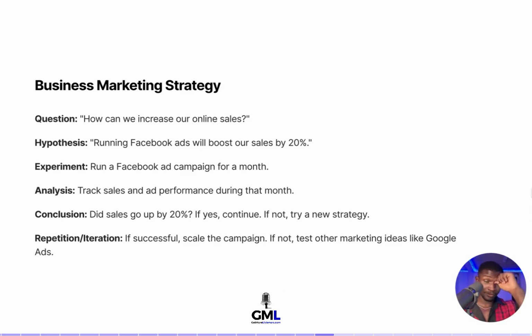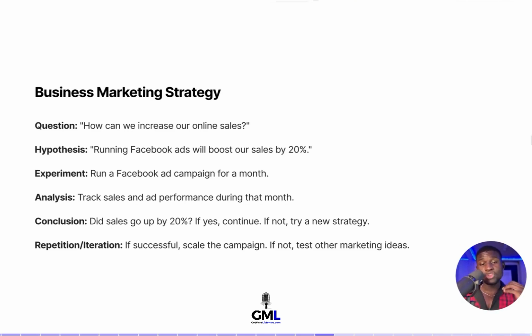So bear with me. The experimentation with your hypothesis. Run a Facebook ad campaign for a month. Analysis. Track the sales and ad performance during that month. Conclusion. Did your sales go up by 20%? If yes, continue. If no, try a new strategy. Repetition/iteration. If it was successful, scale it up. If not, ask yourself why and maybe try different tests.